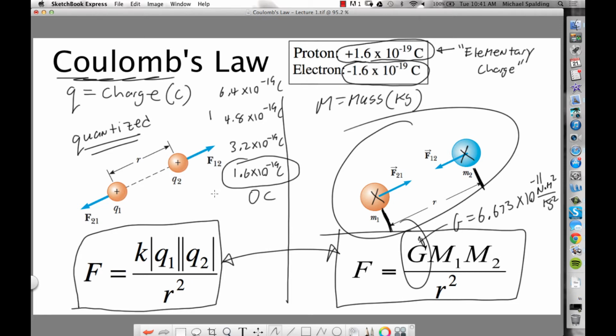So anyway, moving on. This number is an elementary charge. It's the charge of a proton, charge of an electron. Charge comes in those bundles. You should just be aware of that.